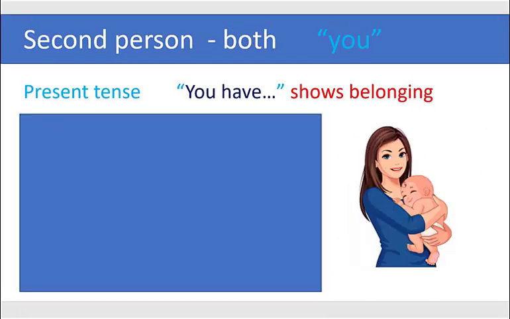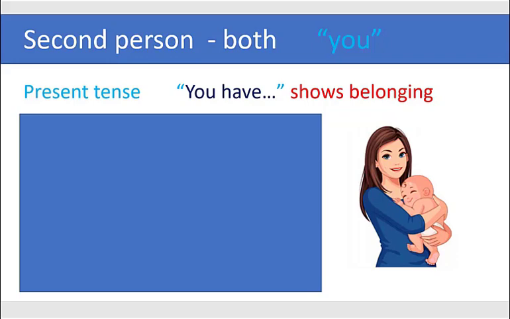We're now going to look at the verb have, but this time in the second person. Now the second person can be both singular or plural. This is when I use the word you. So if I'm talking about you, I'm talking about the second person. Now you can be just one person, or you can be more than one person. So I could be talking to 2 or 3 children if I say you. So I'm talking in second person.